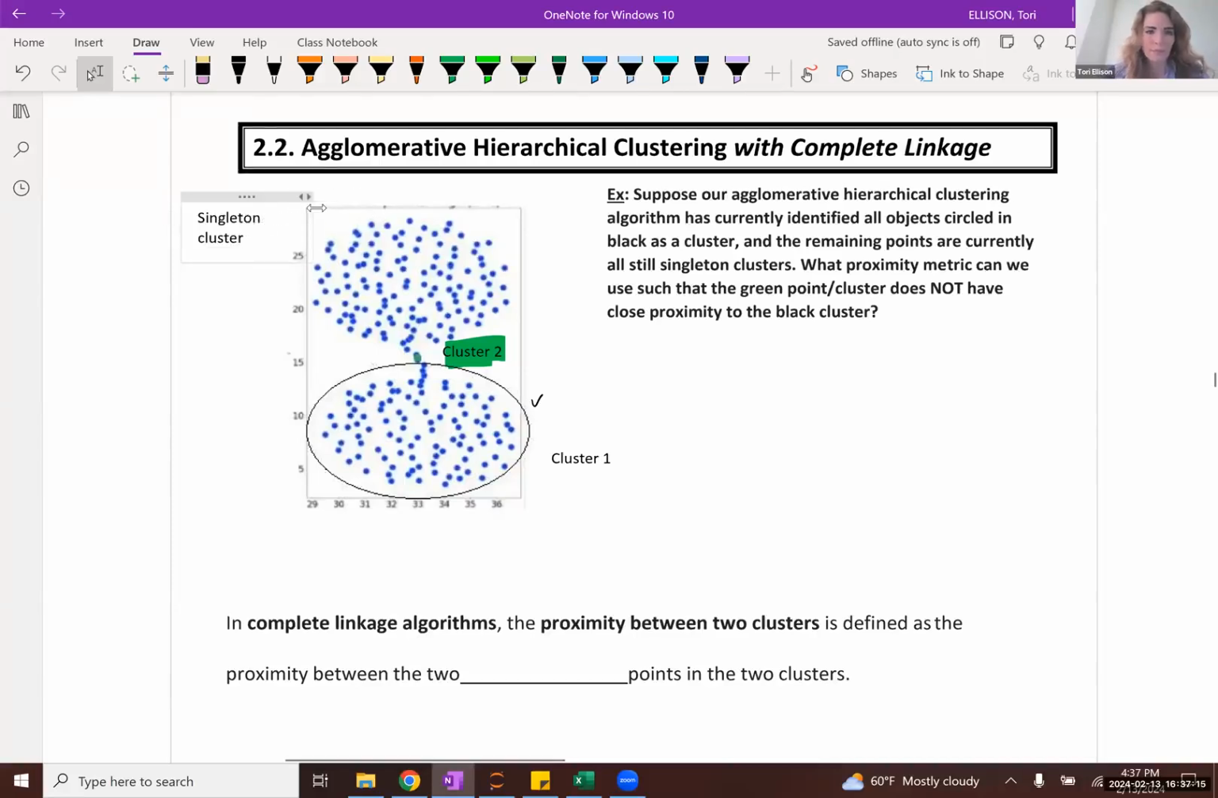This is alone, this is alone, this is alone, and so on and so forth. So if we're using single linkage to measure the distance between two clusters, single linkage is going to put that green cluster with this black cluster because they are considered closest together.